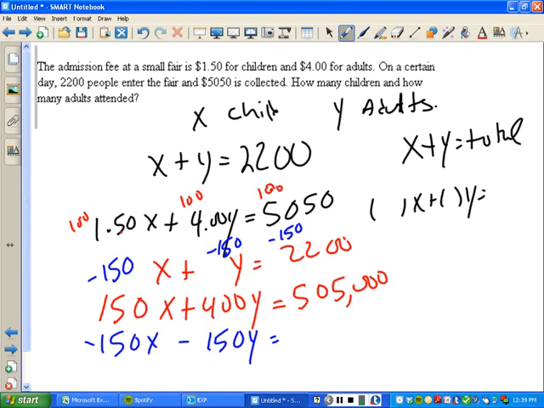22 times 15. 22 times 15 is 220. So 1, 2, 3. So 22 times 15. 22 times 10 is 220. And then 22 times 5 is 110. 220 plus 110 is 330. 2,200 times 150 is 330,000. Do we agree?